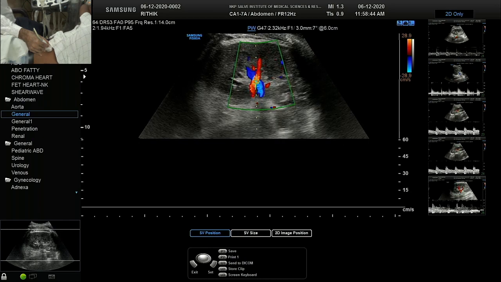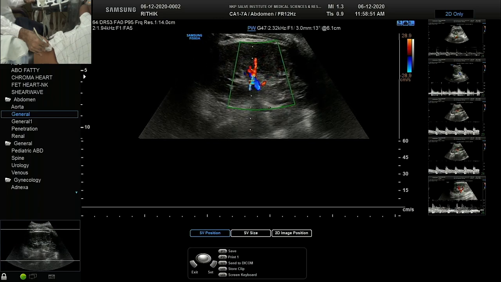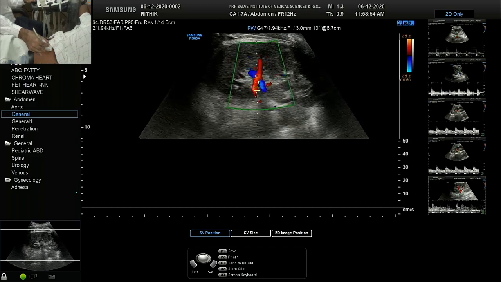I am adjusting the angle. Sample volume is same for all segmental, so you need not adjust. Don't sample it here. It will give you both spectrum of the segmental renal vein as well as the artery.